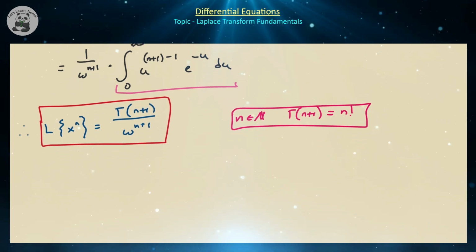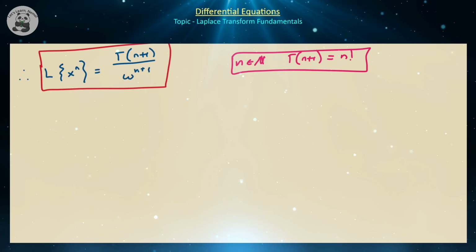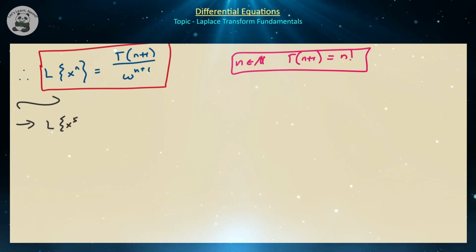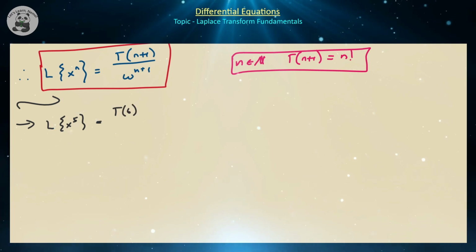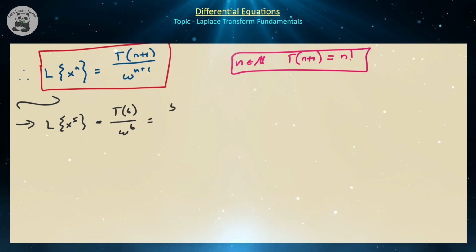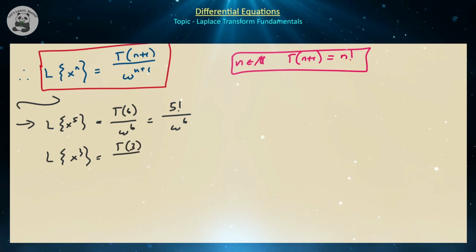Right? But you can take the Laplace transform of the square root of x or anything of the sorts if you really want to. Right? So that gives us a nice class of functions for Laplace transforms of. So let's just do some baby examples. So the Laplace transform of x to the power of 5 is going to be equal to gamma of 6 over omega to the power of 6, which is just going to be equal to 5 factorial over omega to the power of 6. If you have the Laplace transform of x cubed, that's just going to be equal to gamma of 3 divided by omega 3, which is just 2 factorial, which is just going to be equal to gamma 4 over omega to the power of 4.